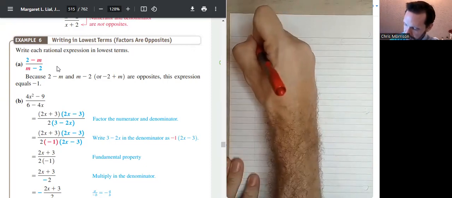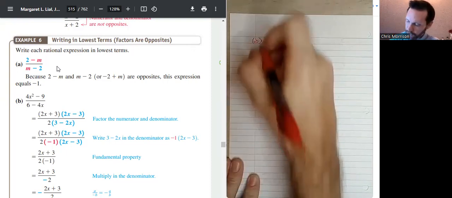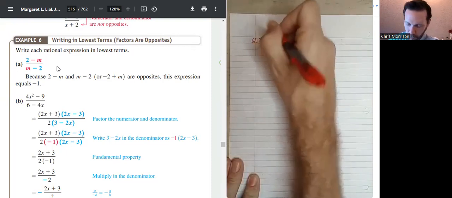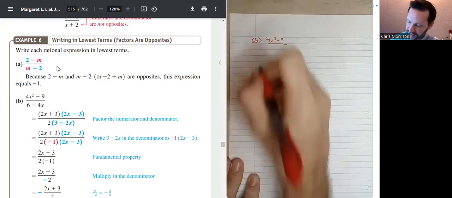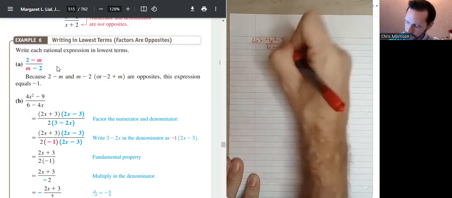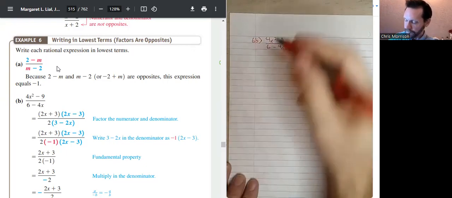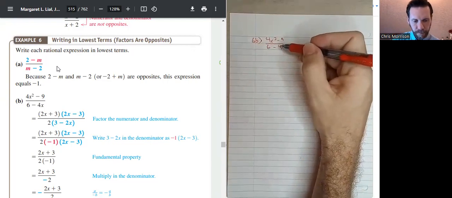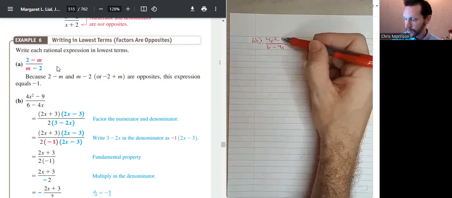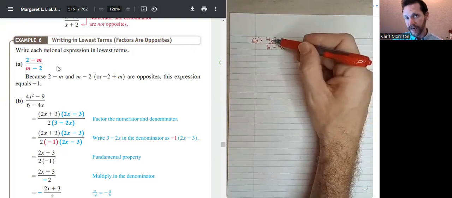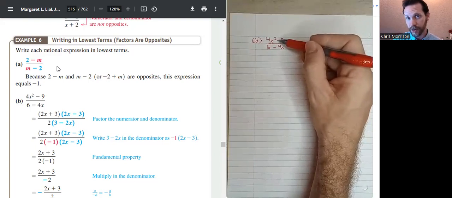Example 6b. 6b is 4x squared minus 9 divided by 6 minus 4x. Now, the first thing that we want to do here is recognize that I have perfect squares, don't I? 4x squared, is that a perfect square? Yes, it is. Is 9 a perfect square? Yes, it is. Is that a subtraction? Yes, it is. So it's a difference of perfect squares.